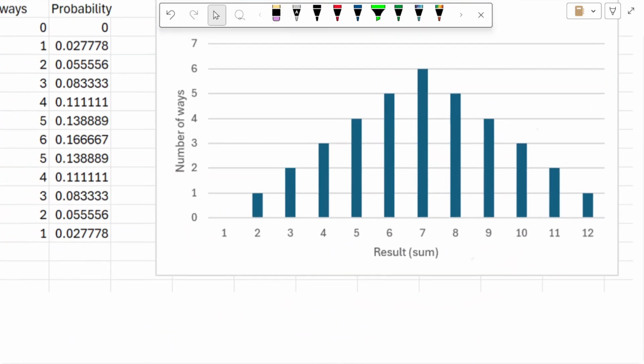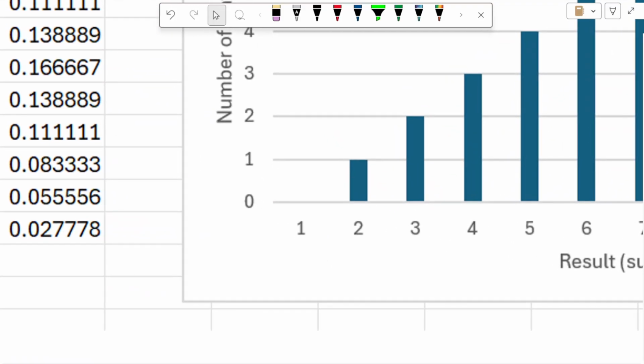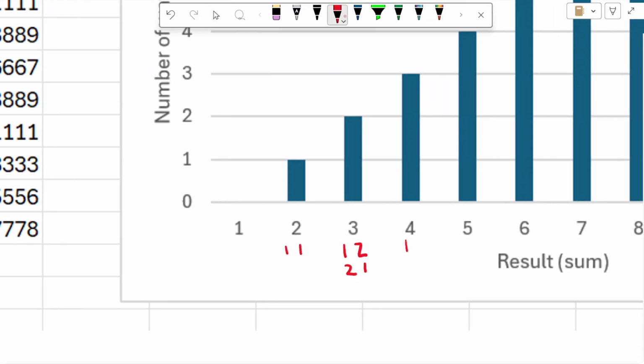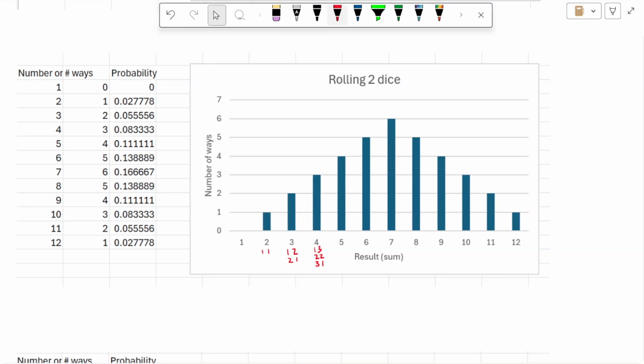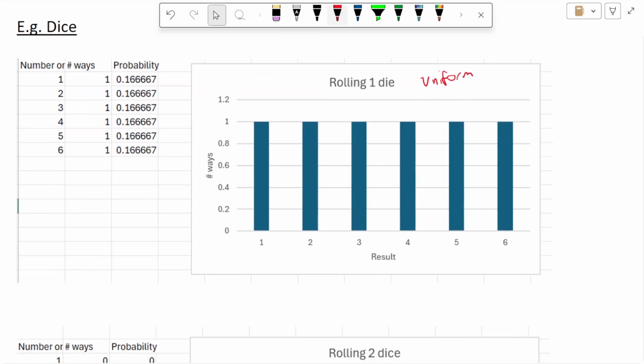Here's 2 dice. So the reason the shape looks like this is, well, there's one way to roll a 2, so you can get a 1 and a 1. When you try and roll a 3, you can get a 1 and a 2 or a 2 and a 1, so there's 2 ways to do that. If you're rolling a 4, you can get a 1 and a 3, a 2 and a 2, or a 3 and a 1. There are 3 ways to roll a 4, and so on and so forth. So the distribution looks something like this. Looks a bit not bell-shaped yet, but it's definitely different to the original one.